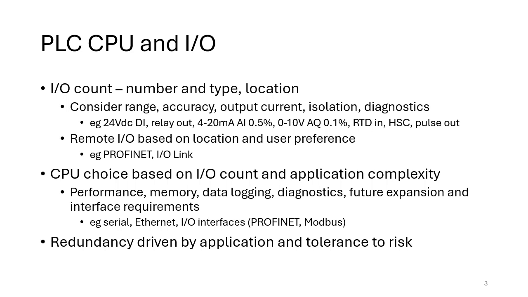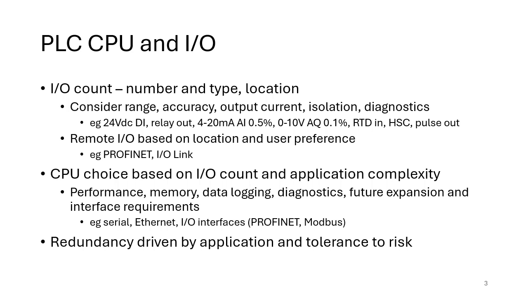Once you've established the I/O count, you can then start looking at your CPU choice, and this can be based on the I/O count and the application complexity. So CPUs, they vary in price. You pay more depending on what level of performance you get. Higher performance costs more money. Larger memory, data logging may also be an option. Diagnostics, but you also need to consider future expansion and of course the interface requirements we mentioned before. Has it got the right interfaces to be able to connect with those devices you need? And if not, can you add additional modules for those connections?